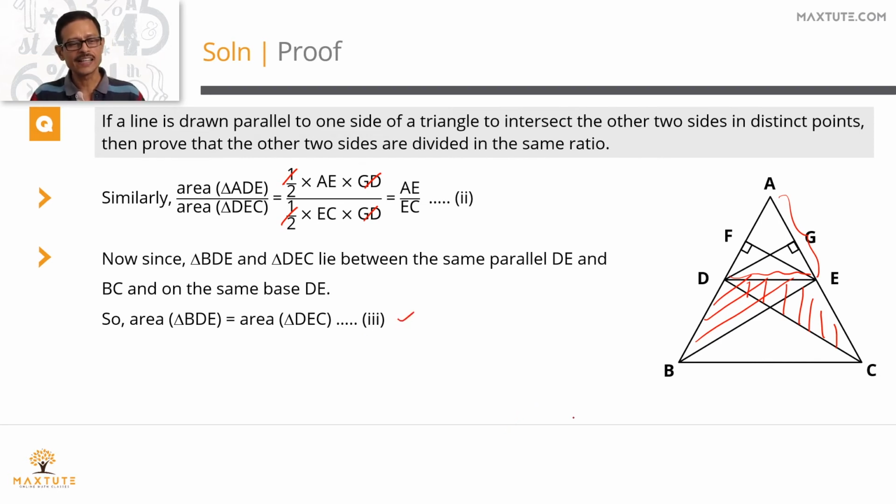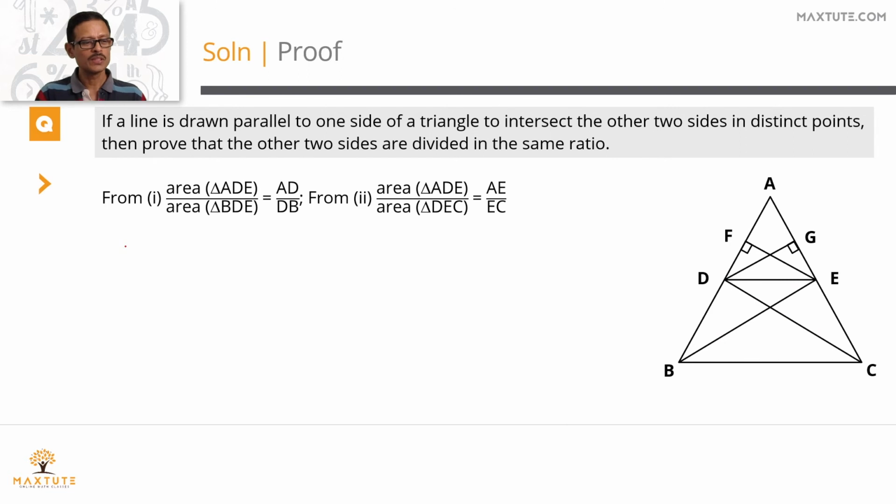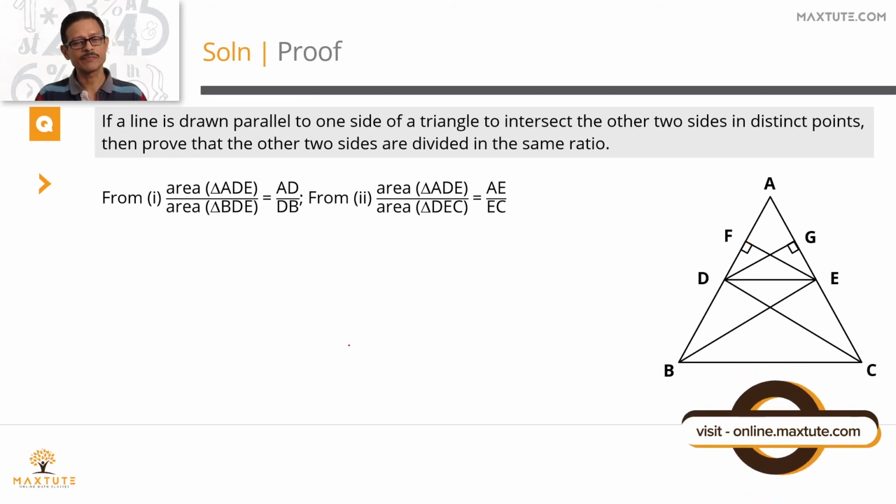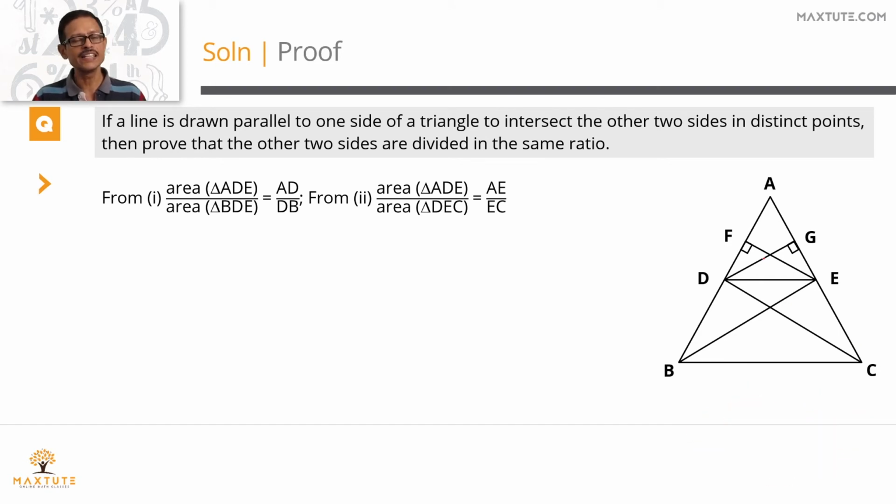I'm going to go to the next slide. I'm going to pick 1 and 2. From 1 we know that area of triangle ADE by BDE is equal to AD by DB. We have realized that because the altitude is a common EF that gets cancelled. Similarly, area of triangle ADE divided by area of triangle DEC is equal to AE by EC. The bases are the only ones which are different. The altitude is going to be the same, DG for both of them. We have proved this in 1 and 2.